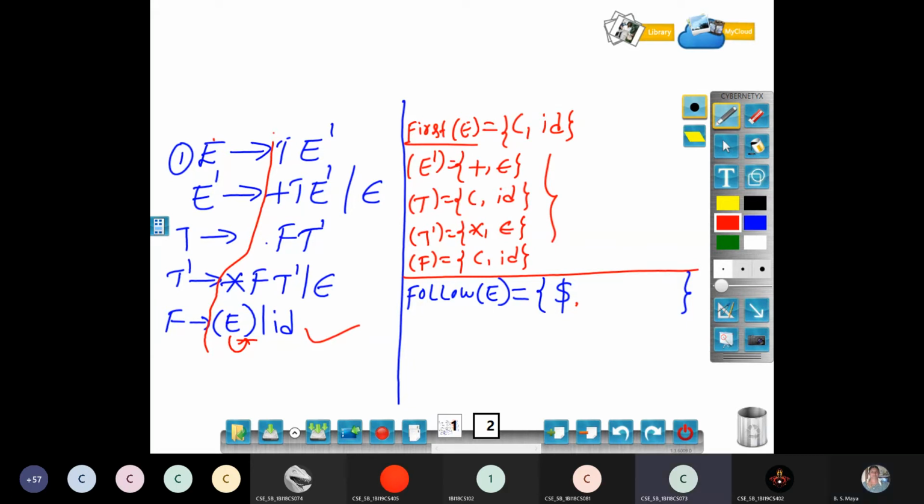Opening parenthesis and ID. Is opening parenthesis there? Follow, tell me what comes next. Closing parenthesis, I'm finding the follow set for E. What is the first symbol of the follow set of E? Closing parenthesis. Should ID be written? Yes, ma'am. No, ma'am. No.